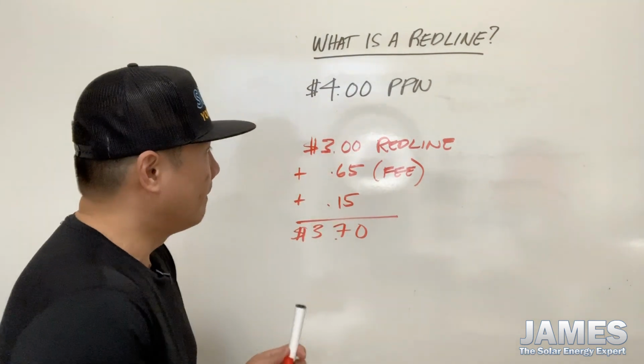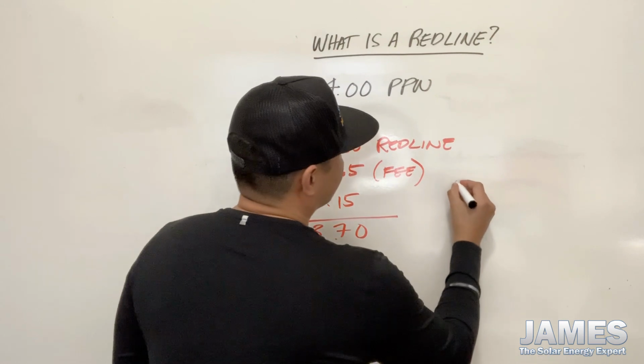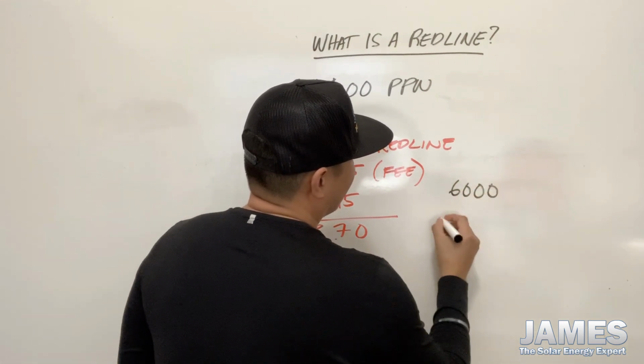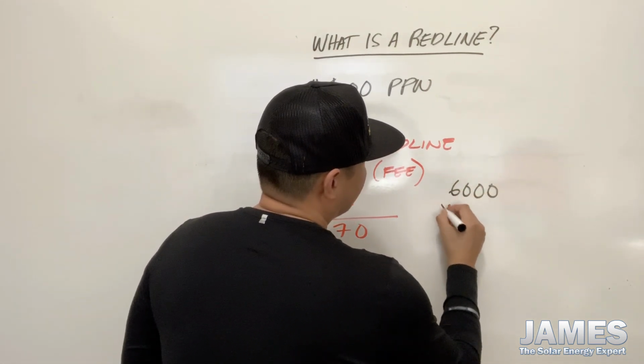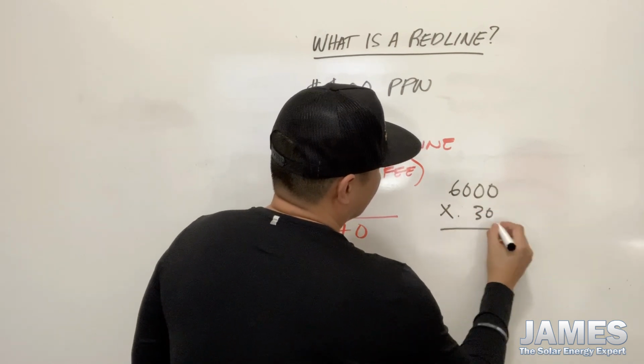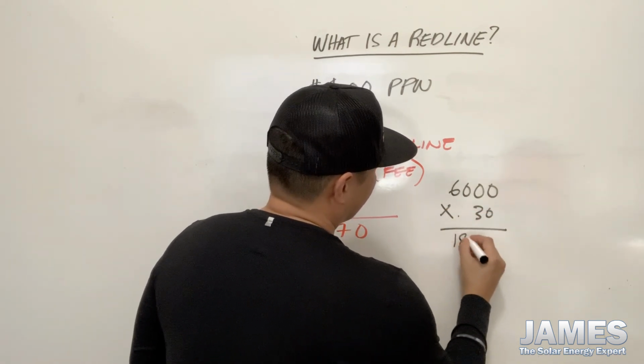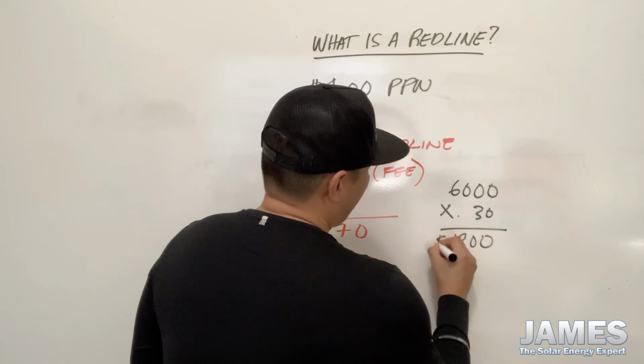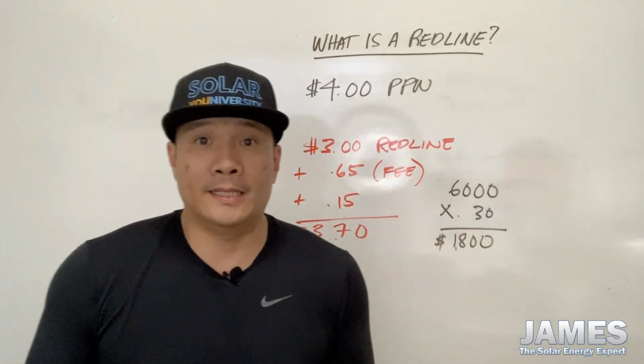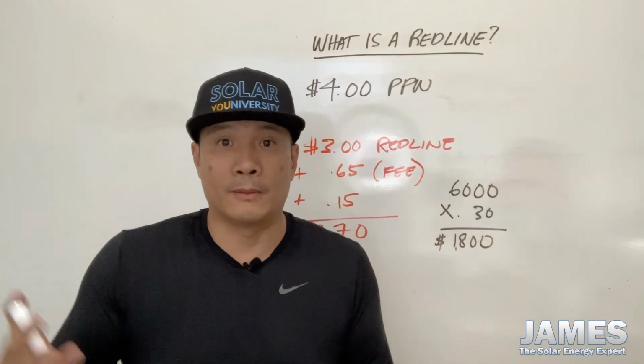So for example, if you sold a 6 kilowatt system at 30 cents, that's like $1,800, right? Still looks pretty good. I mean, $1,800 is still money, right? It's still pretty good money.